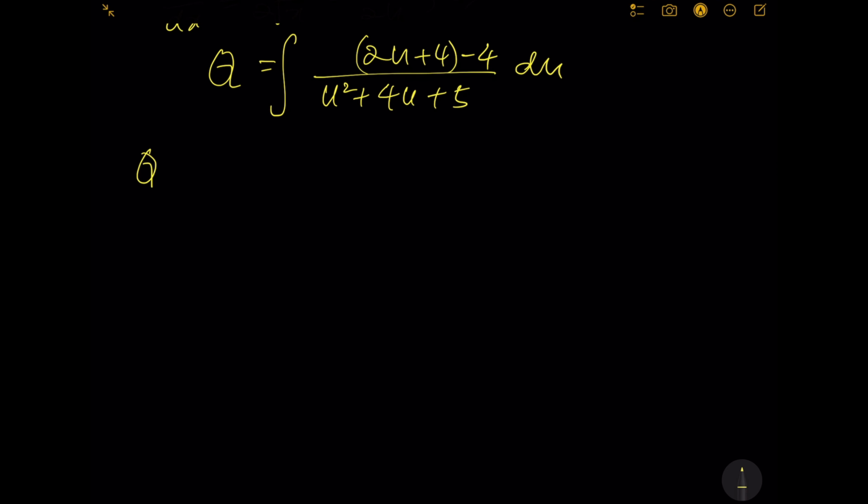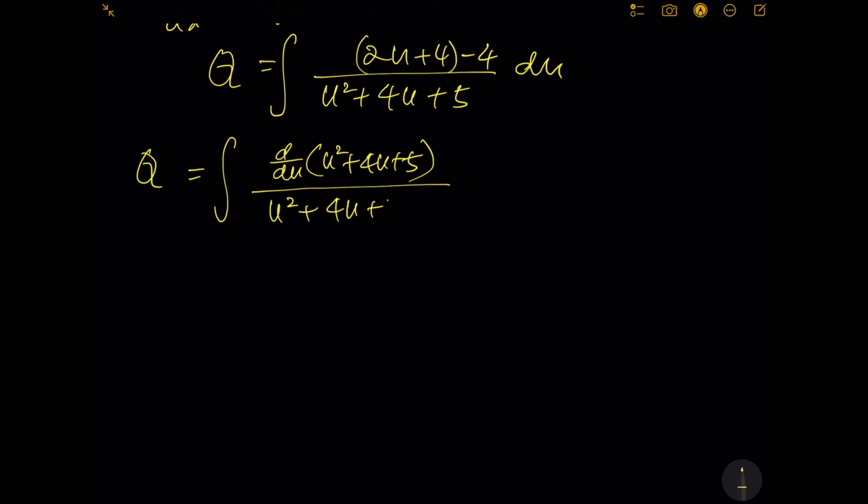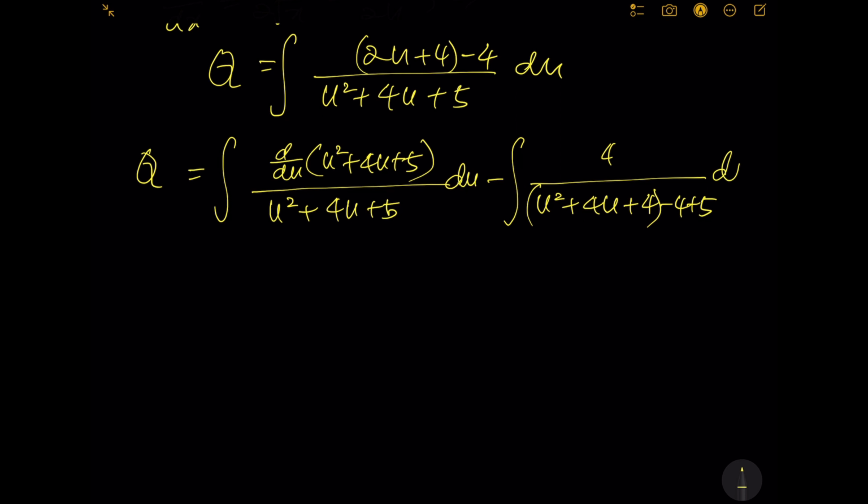Now we can write the integral in two parts. Part number 1 is the integral where the bottom is u squared plus 4u plus 5, while the top is the derivative of the bottom. The second part is negative integral of 4 divided by u squared plus 4u, where we purposely add the plus 4 and then minus 4, and then plus the original 5, and then du. The additional plus 4 and minus 4 is to help us complete the square.